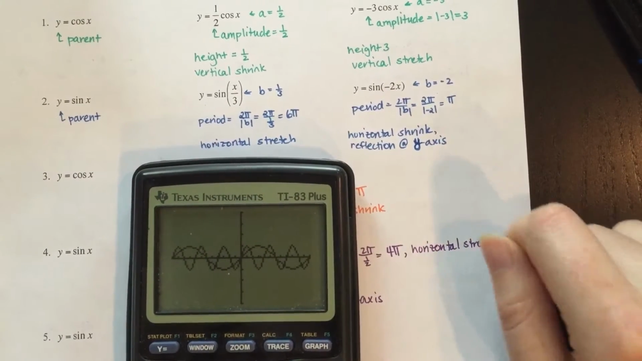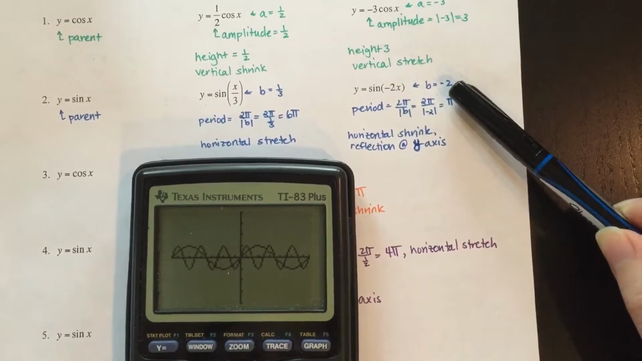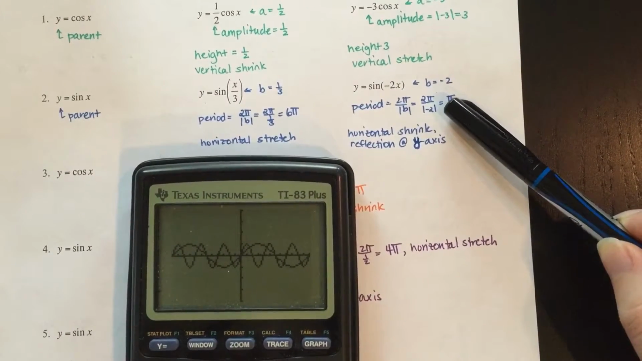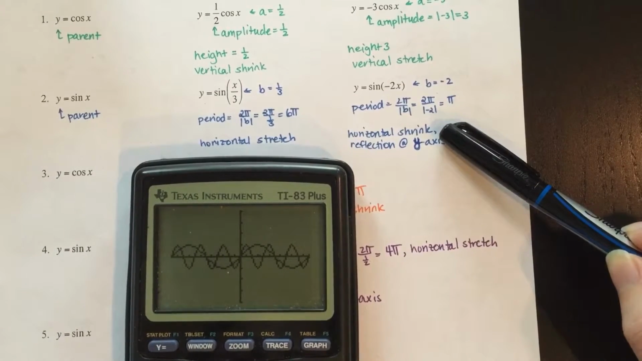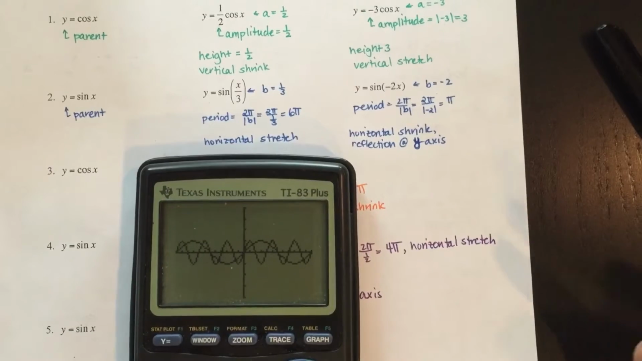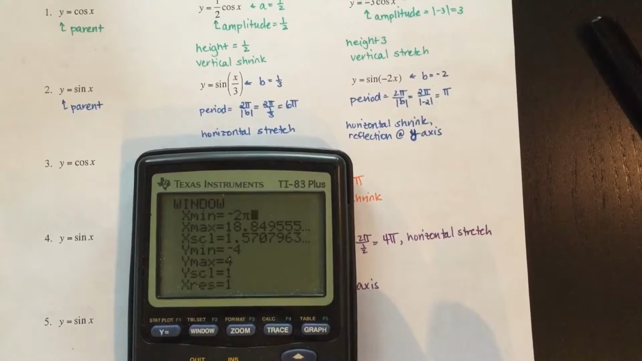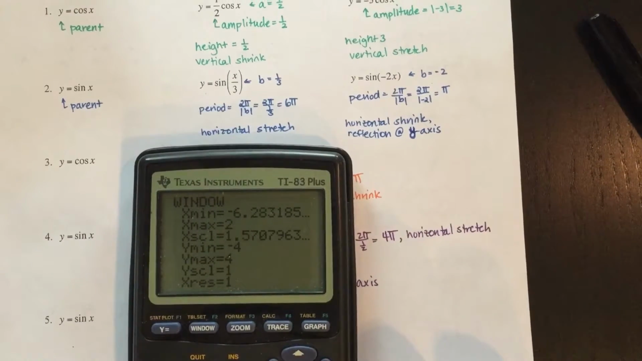Let's see what happens now if I do sine of -2x. Well, over here my b is -2, which means my period is pi. So we'll end up with a horizontal shrink, but we'll also see a reflection across the y-axis, which is harder to see because of the symmetric properties. Let's go back and change our window back to -2 pi to 2 pi, our standard window.